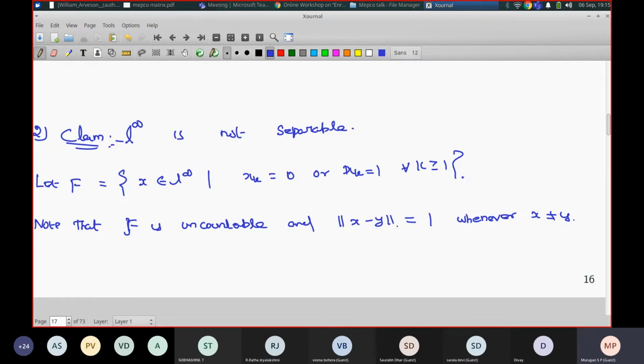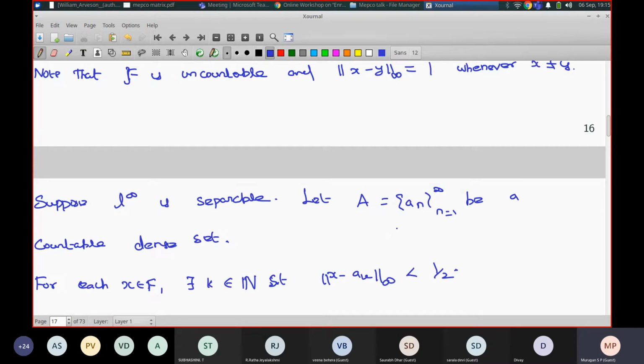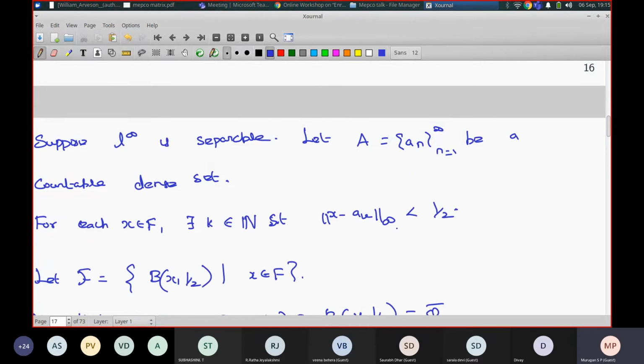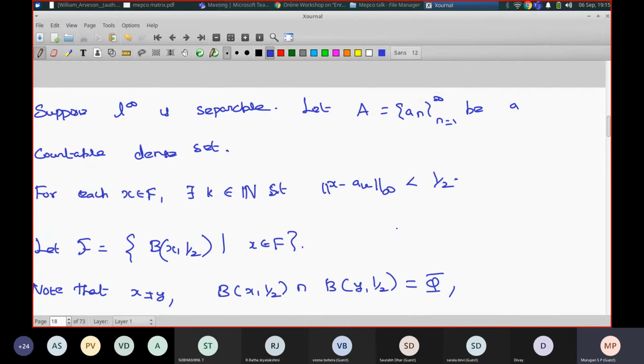Whenever x is not equal to y, the norm is 1. It's a sup norm, that's why I have written norm infinity here. Whenever x is not equal to y, these two points are distinct. Suppose L infinity is separable, then you have a countable dense set. That is the definition of a separable topological space: it admits a countable dense set. So then you can take a countable dense set.